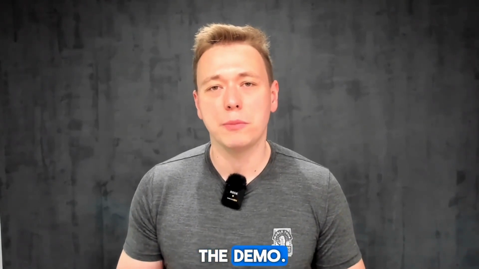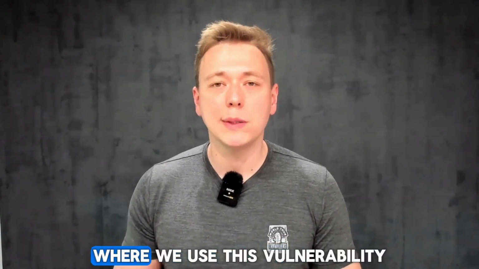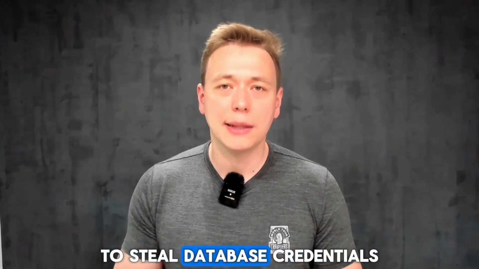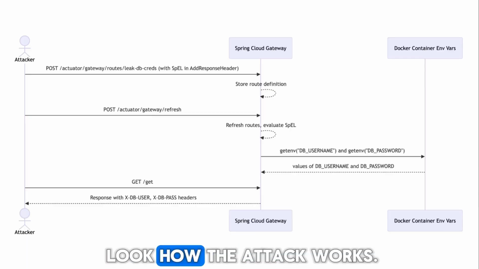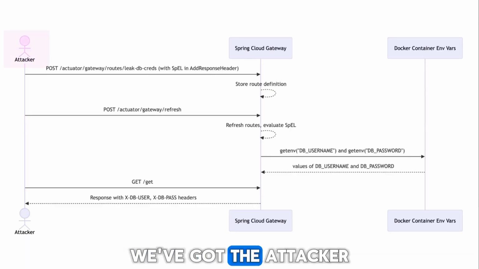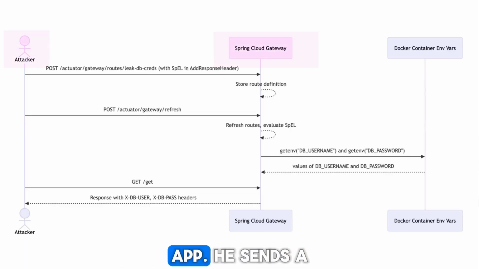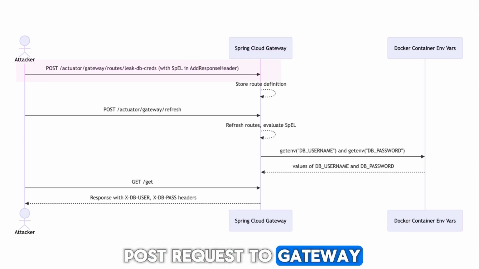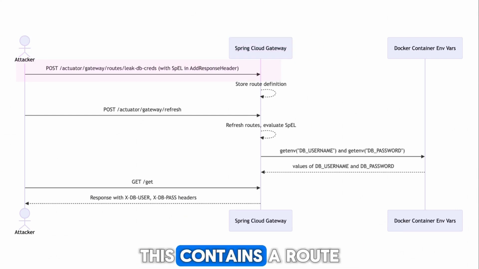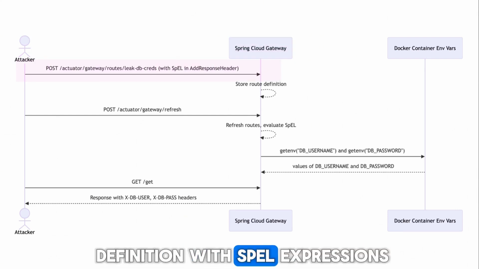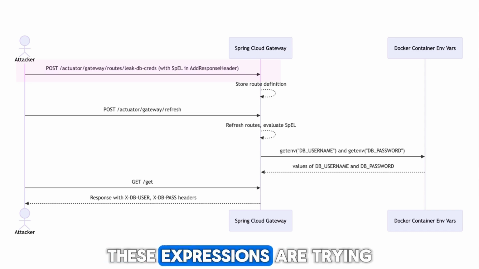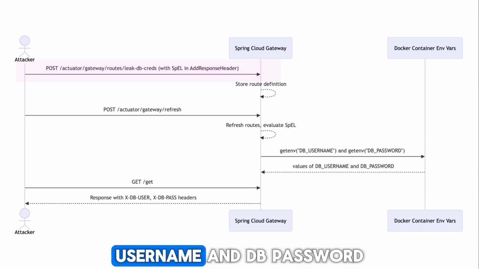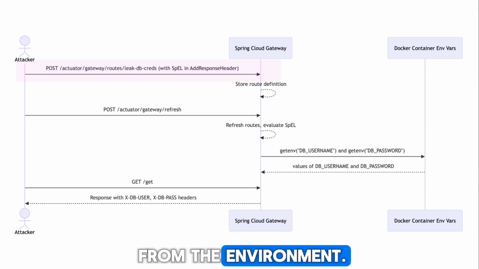Now let's jump into the demo. We'll walk through a real attack where we use this vulnerability to steal database credentials from environment variables. First up, a quick look at how the attack works. We've got the attacker talking to a Spring Cloud Gateway app. He sends a POST request to the gateway routes endpoint. This contains a route definition with SpEL expressions inside the AddResponseHeader filter. These expressions are trying to grab the DB username and DB password from the environment.